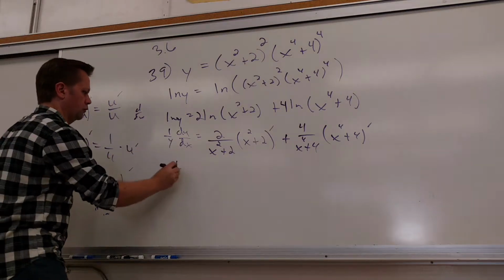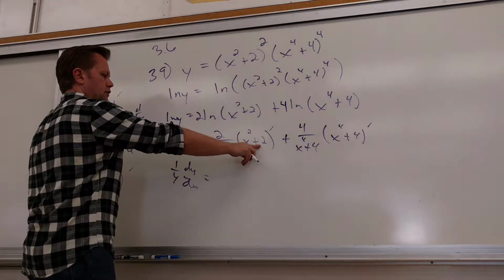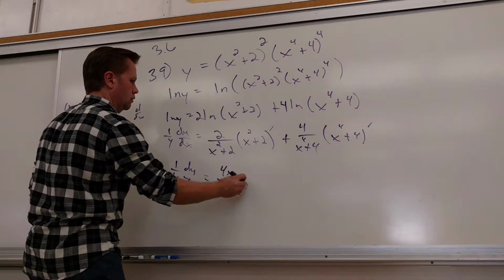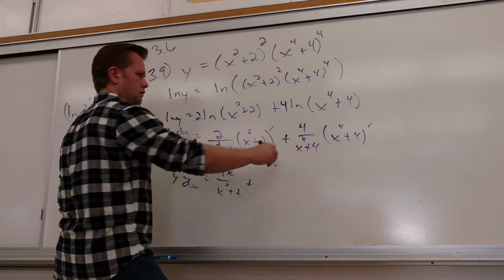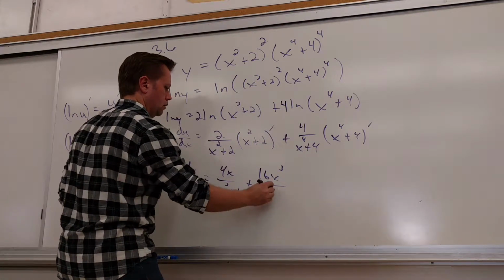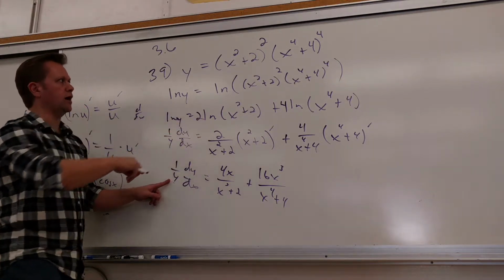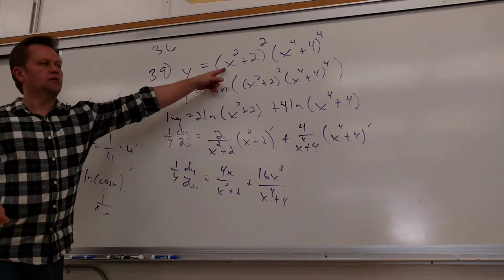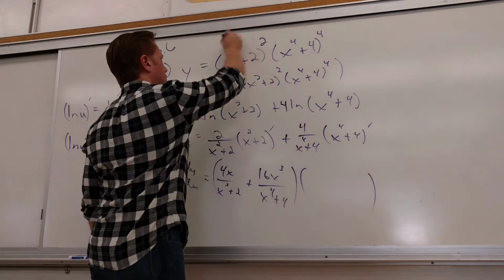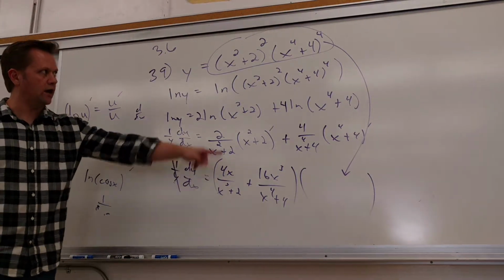So then I get 1 over y dy dx equals, derivative of this times 2 plus derivative of this times 4. And then to get dy dx by itself, I'm going to multiply by y. And what was y? That mess. So I'm going to multiply by y. So next to this, I'm going to put that, right? Because they're going to multiply y up, and y is that.